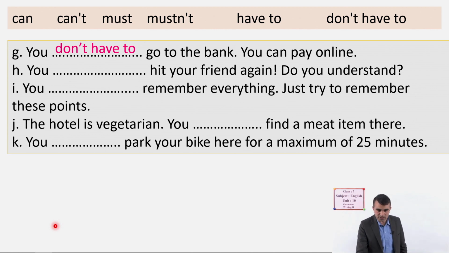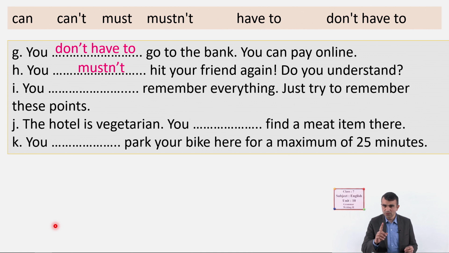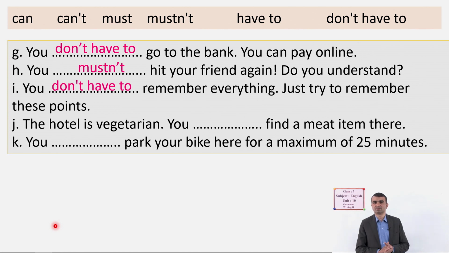Now, number H, another one, you blank hit your friend again. Do you understand? What do you use here? Okay, you mustn't hit your friend again. Good. Now, number I is you blank remember everything. Just try to remember these points. You what? You don't have to remember everything.